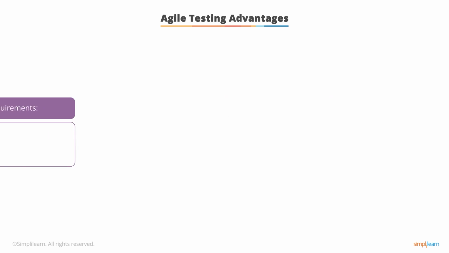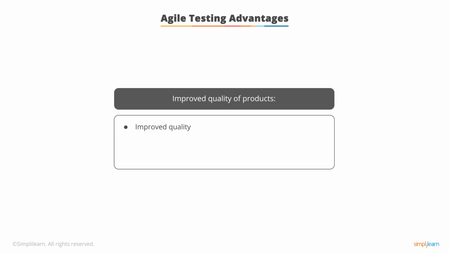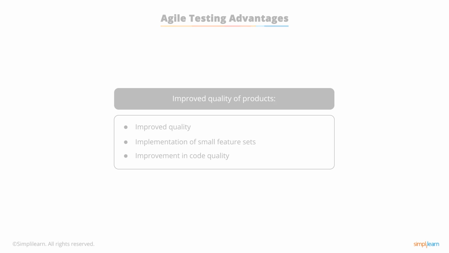And the final advantage is improved quality of products. Short sprints, development processes that are designed to accommodate a change quickly, and continuous testing throughout the entire software development lifecycle have the results of increasing the quality of products overall. Implementing small feature sets means that they can be tested as the code is created, and they can be fixed quickly should the need arise. This increases code quality dramatically.